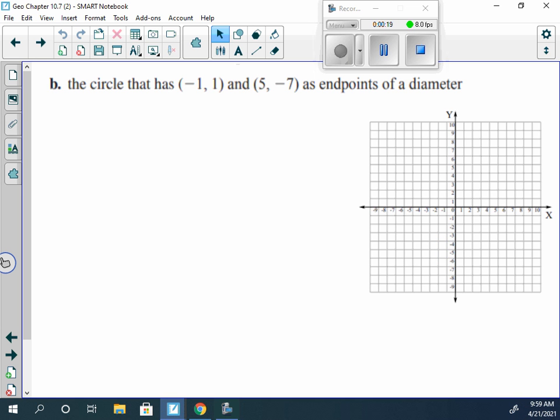So what we're going to be doing today is continuing on with equations of circles, but this time we're not given the center or the radius. We're actually given the two endpoints of the diameter, and we're going to find the center and radius from it here.